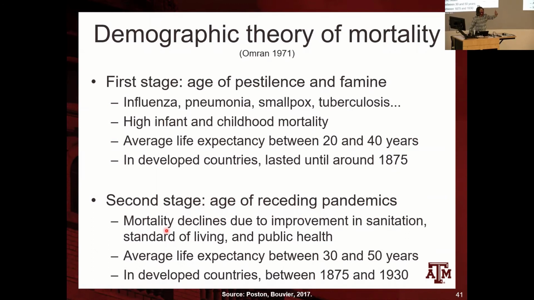Mortality declines because of what? Because of the things that I just mentioned before. Improvement in sanitation, treated water, implementation of sewer system, and so on. And then improved standard of living of people, public health measures. You start to have better hospitals, better health clinics for people. You have better medication. You have vaccines. You have all that available to a bigger proportion of the population. So the average life expectancy increases, but it's still low compared to contemporary numbers. People live on average around 30 to 50 years of age. And in developed countries, this stage went from around 1875 to 1930.